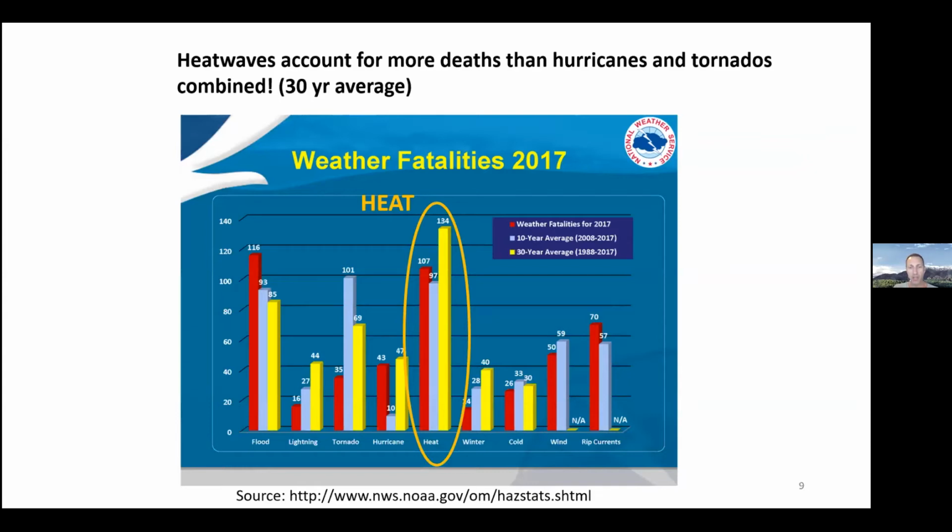But if you look at the 30-year averages in yellow, what you can see is that heat accounts for more deaths than both hurricanes and tornadoes combined, which is pretty incredible. And the reason for this is that they're silent killers, right? We can't see the heat. We can see tornadoes and hurricanes, obviously. And so heat waves are less glamorous than the other natural disasters. They don't make the news media as much, and also affect more of the forgotten communities, right? So the elderly, the poor, and so forth.